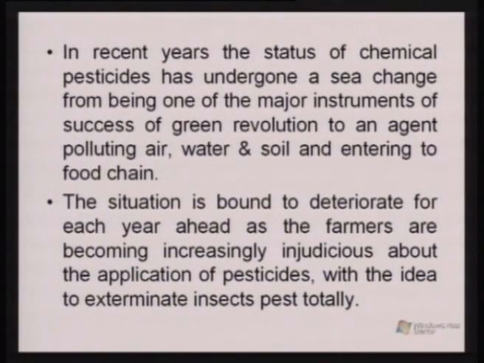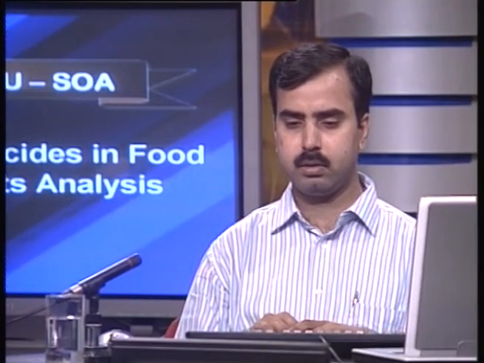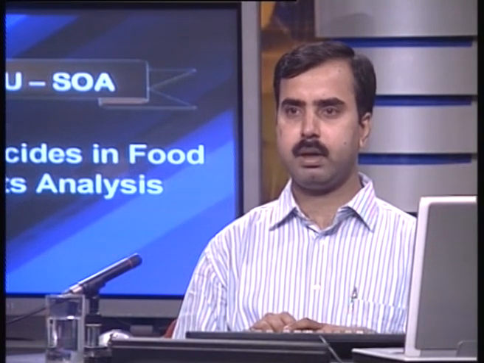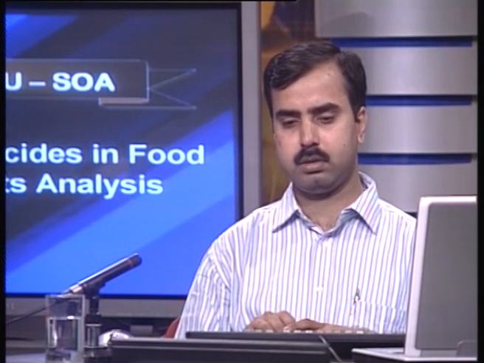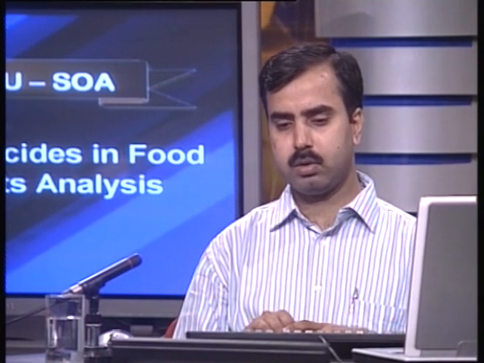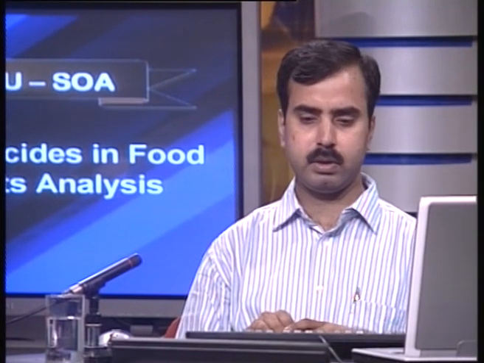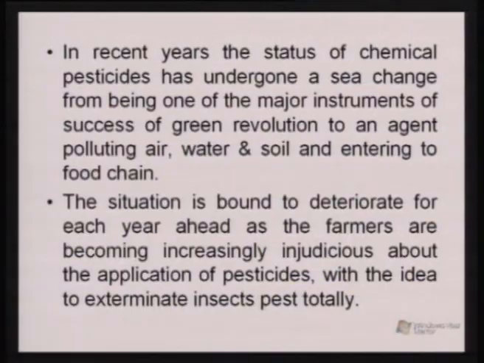In recent years, the status of chemical pesticides has undergone a sea change from being one of the major instruments of success of the green revolution to an agent polluting air, water, soil, and entering the food chain. While it was instrumental during the green revolution, we used these pesticides to remove the pathogens and insects in our crops. But at the same time, we were not aware of its dangerous scenario in the future. So at that time we ended up with a large volume of application of these pesticides. Most of them later went into use in Indian agriculture.